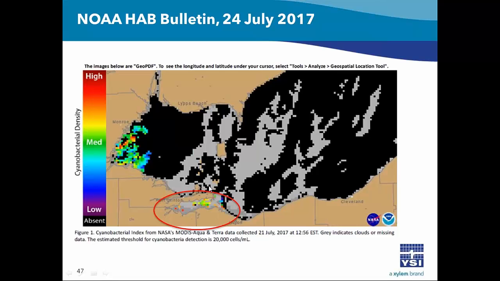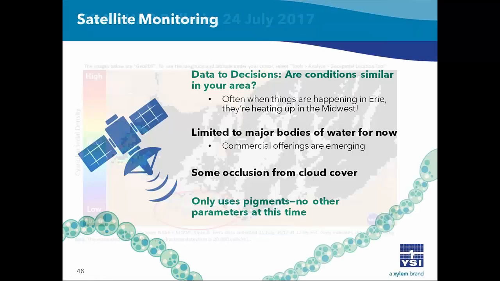Remember that bloom we were just talking about in Sandusky Bay? You can't even really see it here, and that doesn't mean it's not there. What you can see here is that there's a lot of cloud cover, and this is one of the downsides of satellite monitoring. That cloud cover actually blocks the ability of the satellite to see the surface of the water, and sometimes that's a limitation we have to live with.